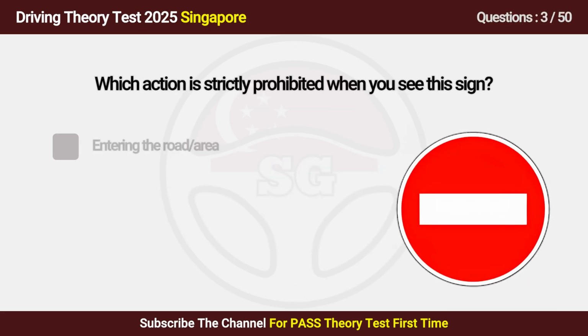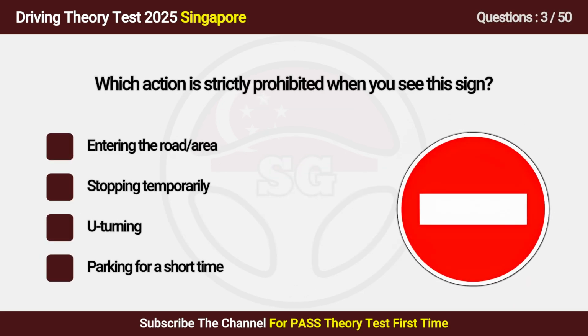Question 3. Which action is strictly prohibited when you see this sign? A. Entering the road. B. Stopping temporarily. C. U-turning. D. Parking for a short time.